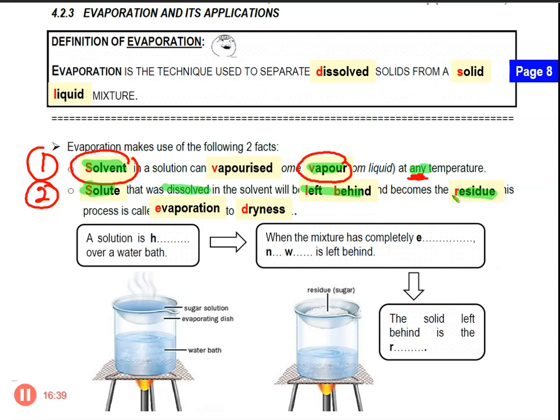And number two is that what should be left behind should be the original solid that was soluble in that solvent. So that's why it makes use of these two facts. And this process to get the solid to be left behind is known as evaporation to dryness. Please highlight this process here. Okay, so now let's move on.